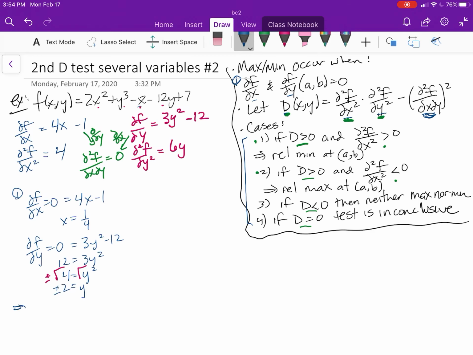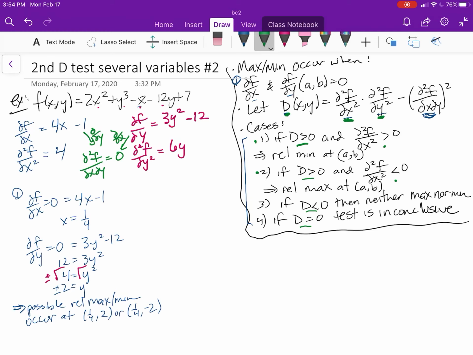So what does that mean? That means possible relative maxes or mins occur at, well, x is 1/4 and y we could get +2, or x is 1/4, y we get -2. Okay, we have to check both of those.